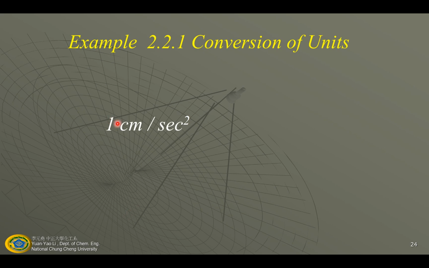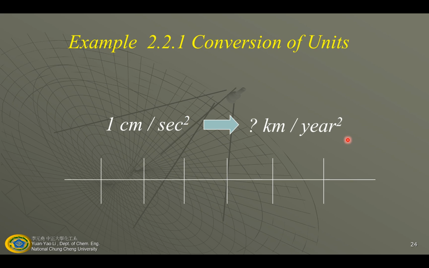Right, here's the example. I want you to do 1 centimeter divided by second power 2. And I want you to convert this unit to kilometers divided by year power 2. How can you do that? So let's do it step by step. First of all, you put 1 centimeter here and second power 2 here, so you have a numerator and a denominator. First of all, you want to convert centimeter to become kilometer.